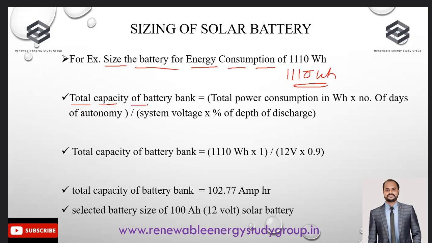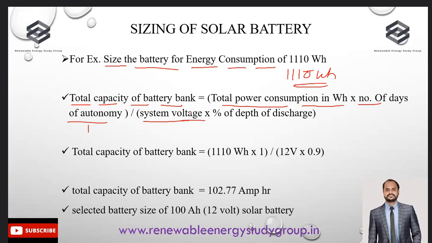The total capacity of the battery bank is the total power consumption in watt hour for the consumer, multiplied by the number of days of autonomy. It means how many days we require this backup for, 1 day, 2 days, 3 days, based upon the remote location and availability of sunshine hours, and this parameter will also change seasonally. But in this case, for calculation, we'll take the number of days of autonomy as 1. This will be divided by the system voltage.